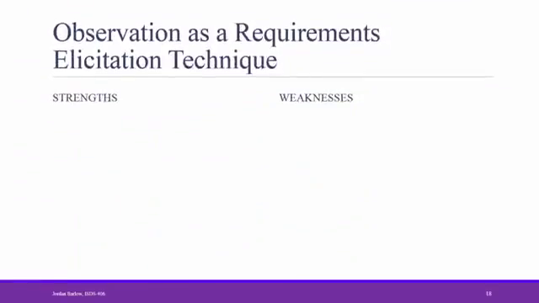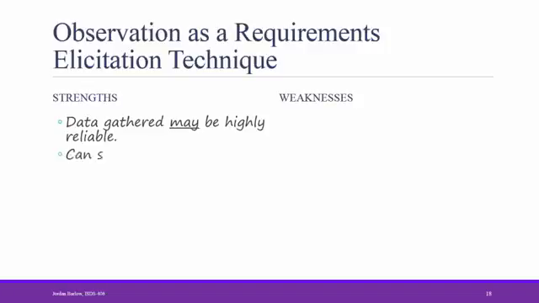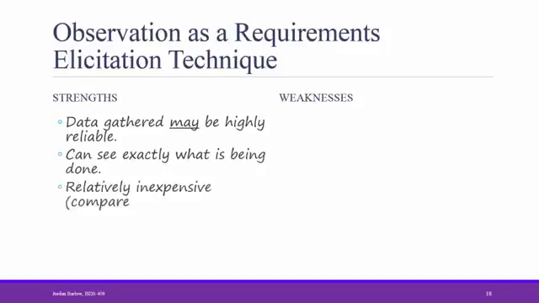Let's summarize some strengths and weaknesses of using observation as a requirements gathering technique. Data that is gathered might be highly reliable because you are seeing the work process in action. You can see exactly what's being done. An observation is relatively inexpensive compared with other fact-finding techniques.